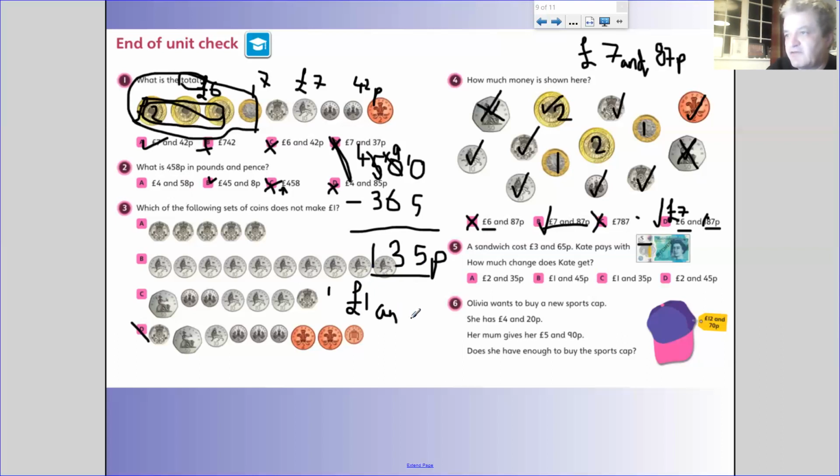The £1 and 35 pence is the change that I'm going to be given after I bought a sandwich. So the answer would be £1 and 35 pence. I've got £1 and 35 pence here. So that is the correct answer. Okay, I'm just going to rub those out again.